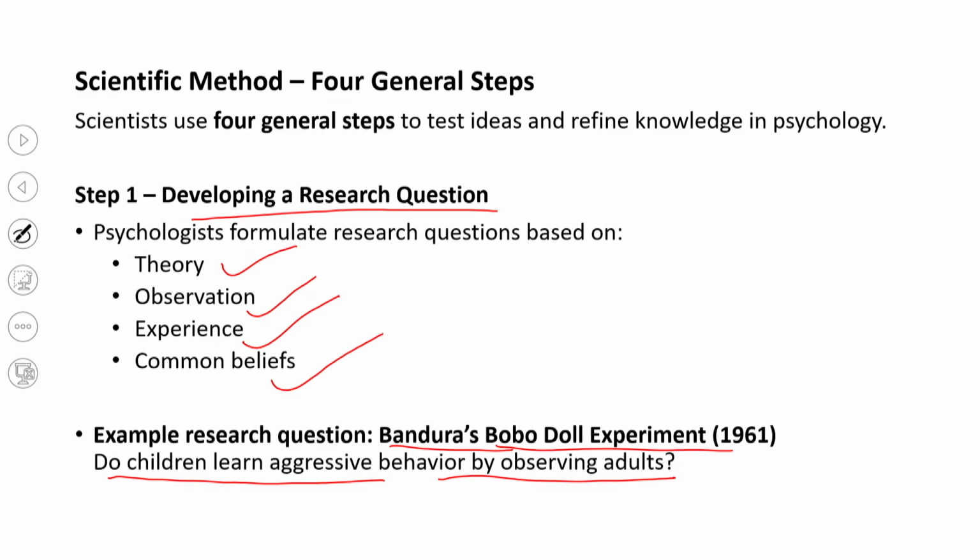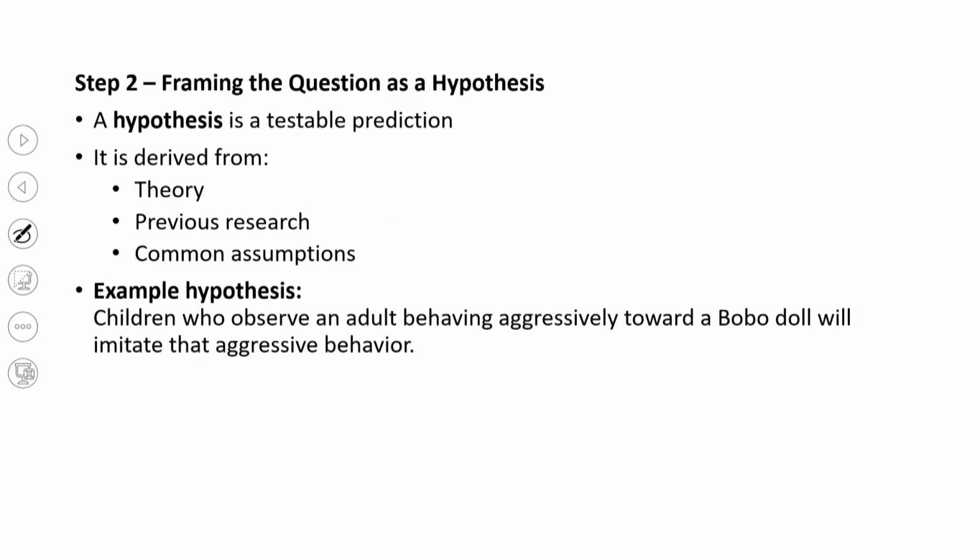Now, the next step is framing those questions as hypotheses. You may have many broad research questions, but then you convert those research questions into testable statements, so that you can test them out in a more specific, measurable way. So, a hypothesis is a testable prediction. You frame those research questions in such a way that they can be tested out. Again, a hypothesis can be derived from theories, previous research, common assumptions and so on.